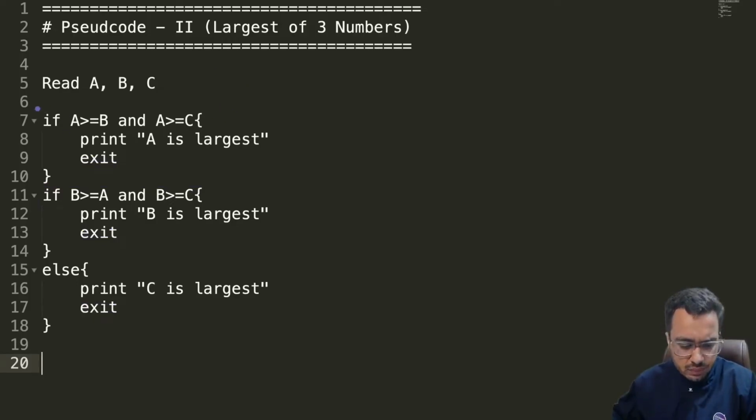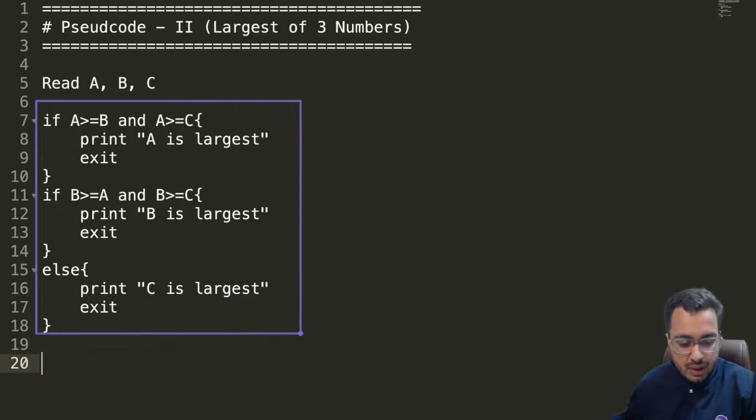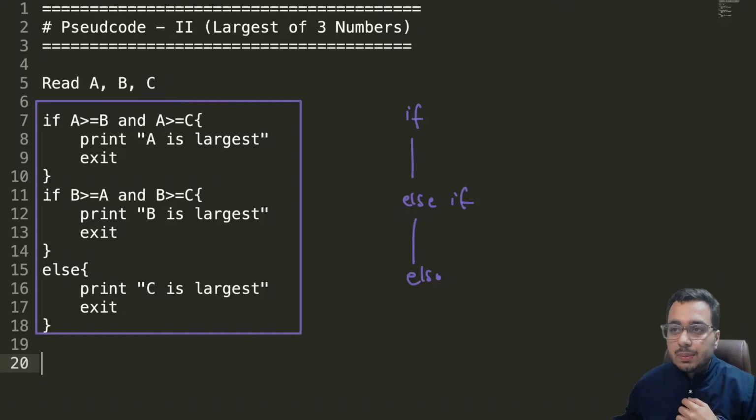Okay, so when we dive into more detail into programming fundamentals, we will learn about one more concept, that is the concept of if, else if and else. So that concept can also be used here, and in this case you can use exit at the end, because if you use something like an else if, it means all of these blocks are connected. Only one of these blocks will run.